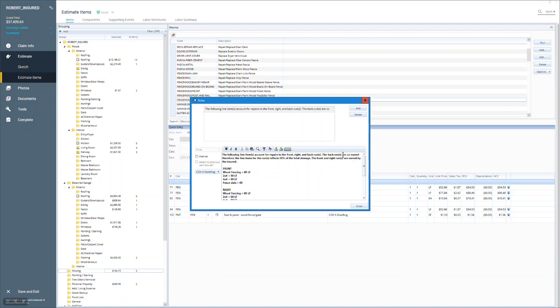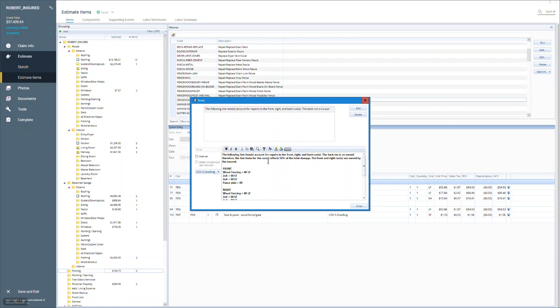And let's change this to the, take out the plural. This is singular. The back run is, not are. Let's get all of our text correct. So let's read it. The following line items account for repairs to the front, right, and back runs. Yes, that's correct. We are repairing those runs. The back run is co-owned.